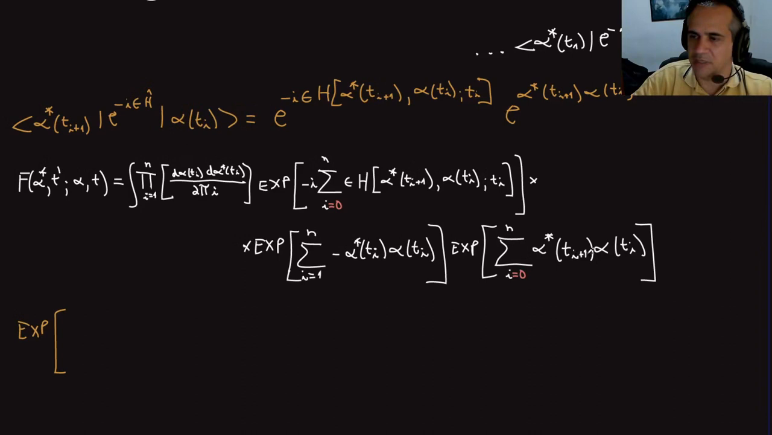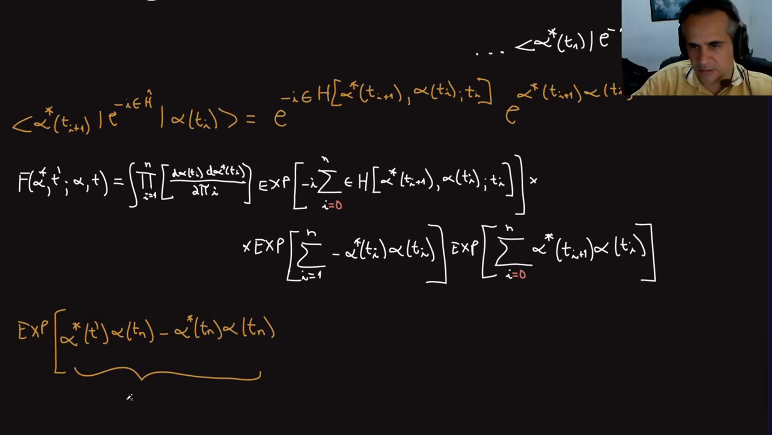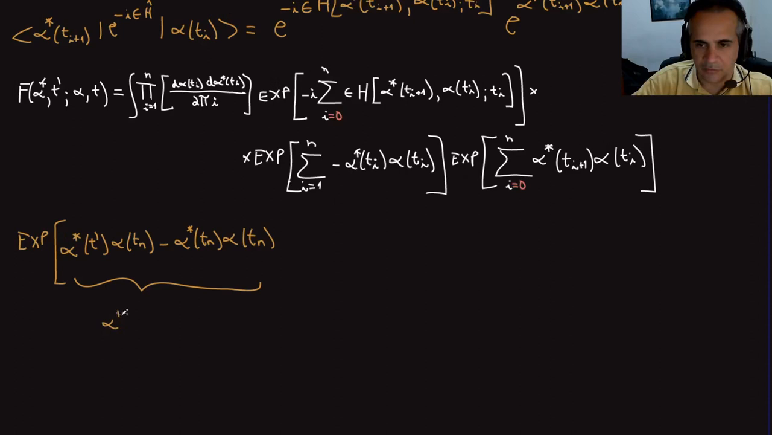So the last one in the sum is alpha star t_{n+1}, which is just t prime, the last time when I end my trajectories, times alpha t_n. So this is the last term in this sum, which I can group with the last one in this one, which will be alpha star t_n alpha t_n. Remember, the same way I did with the momenta, this thing I can organize as alpha star t prime minus alpha star t_n, multiplied by alpha t_n, and multiply and divide by epsilon.